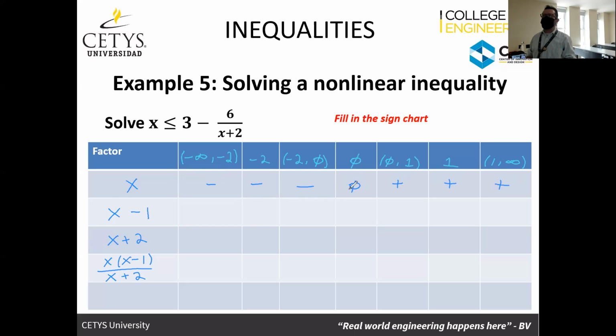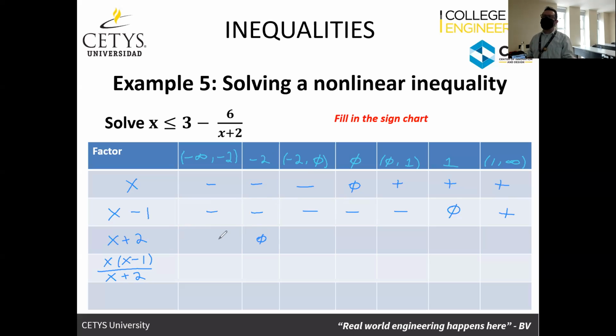X minus 1. If I substitute the 1, it's going to be 0. If I have anything that's larger than 1, from 1 to infinite, it's going to be positive. If I have anything that's less than 1, it's going to be negative. So the 0 can be a reference there. Notice I'm filling this one out a little bit quicker. The -2 is going to be the reference for this factor.